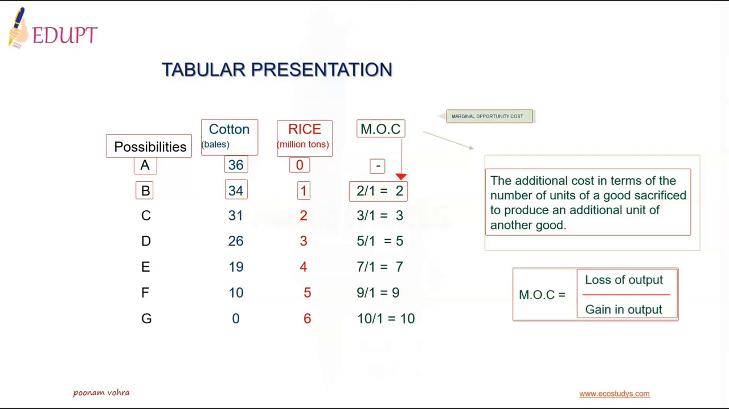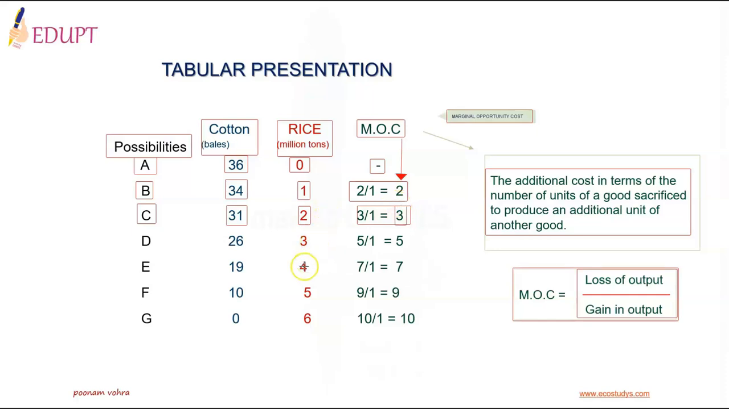Similarly, if the economy decides to produce another unit of rice, that is 2 units of rice, it has to sacrifice some more units of the production of cotton. This becomes the third possibility, possibility C. In this case, loss of output is 3 units divided by gain in output of 1. So marginal opportunity cost is 3.